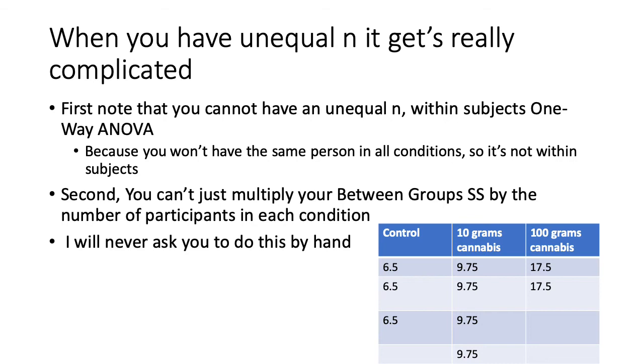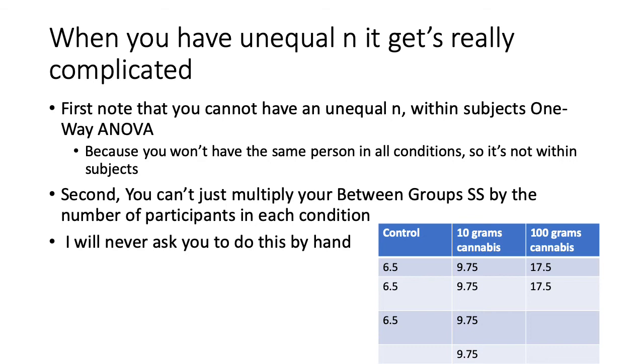Everything I've talked about up to this point has assumed equal n. And I want to point out that things get particularly complicated when you do not have equal n. Now, first, if you have unequal n, then you cannot have a within subjects one-way ANOVA. You just can't. If you had the same people in all three conditions, then you would have to have equal n by definition. So just get that out of your mind. This is only applying to between subjects designs with unequal n.